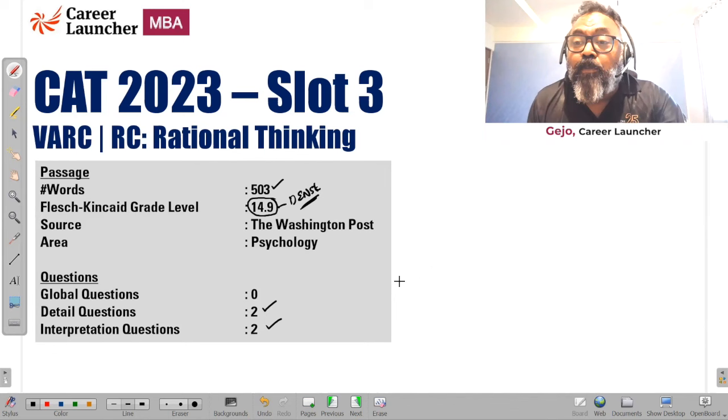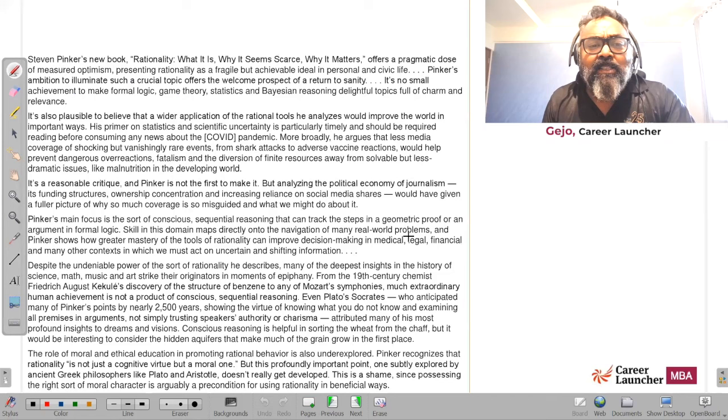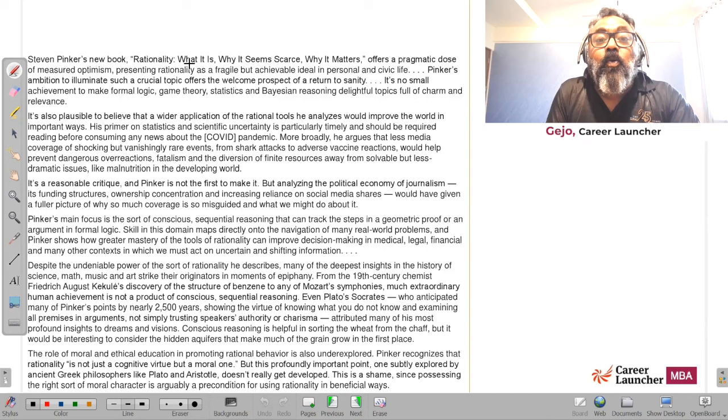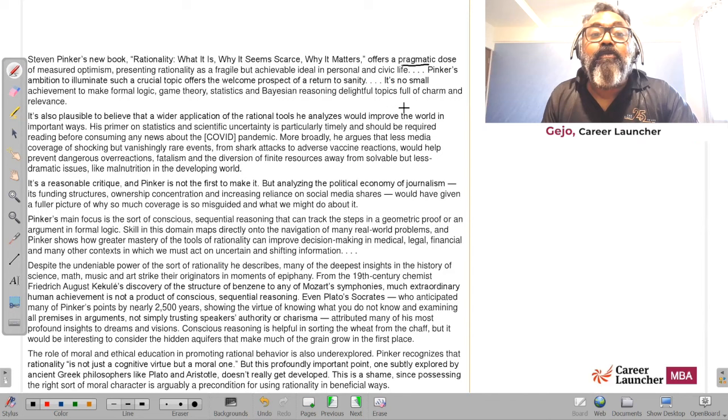Okay, there you go. Let's start by reading what the passage is trying to say. Steven Pinker's new book, Rationality, What It Is, Why It Seems Scarce, Why It Matters, offers a pragmatic dose of measured optimism, presenting rationality as a fragile but achievable ideal in personal and civic life. Pinker's ambition to illuminate such a crucial topic offers a welcome prospect of a return to sanity. It is no small achievement to make formal logic, game theory, statistics, and Bayesian reasoning delightful topics full of charm and relevance. So it's kind of looking like a review.